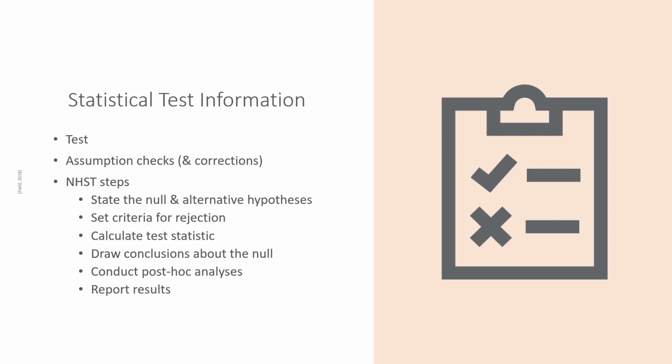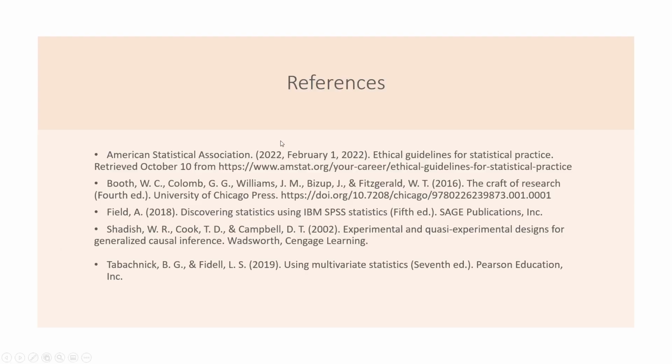Finally, the last section looks at statistical test information. We look at what tests are conducted. We do assumption checks and corrections if they are needed to meet statistical assumptions. And we look at the steps of null hypothesis significance testing, and I list those steps here. The references that deal with some of this information are listed on this slide.